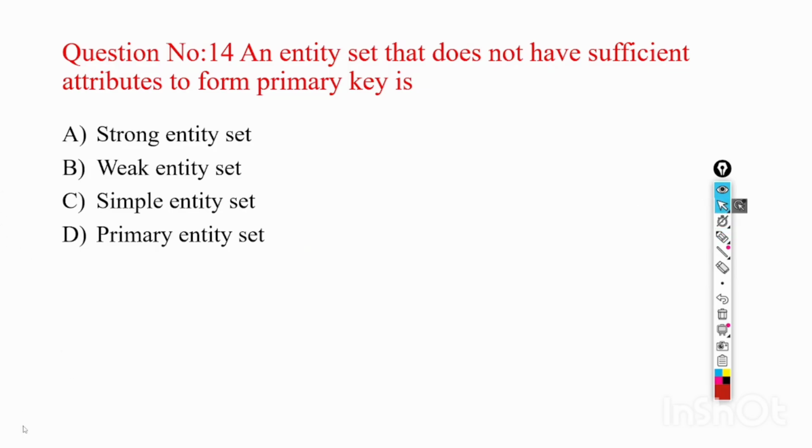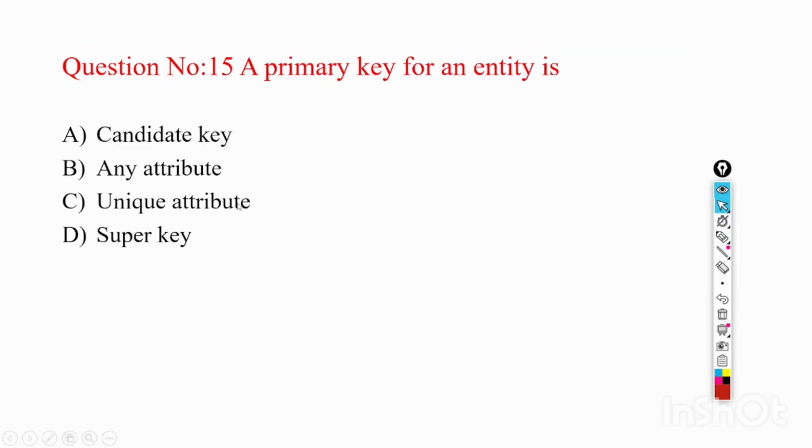And simple entity is not related to the key. There are different types of keys. There are two types of entities, strong entity and weak entity. Simple entity is not a correct term, and primary entity set is also not a standard type of ER model. This simple example we need to remember: weak entity means it depends on the other entity.